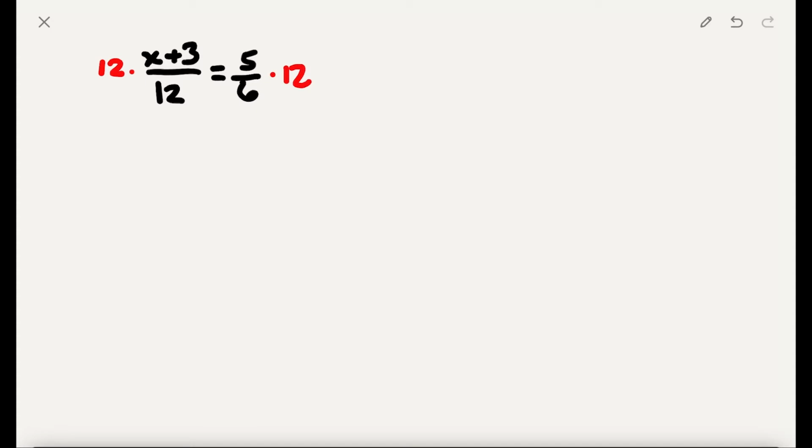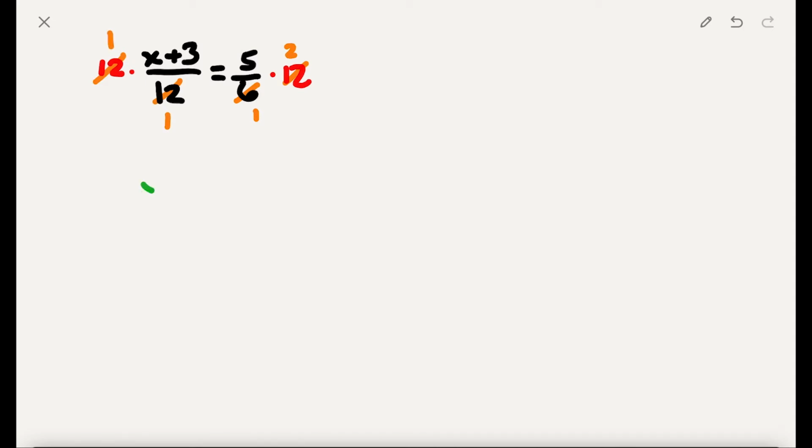I always start with the biggest number first, because you'll notice here, if you do the 12 over 6 here, you end up with a 2 over 1. So a lot of times they have common factors, so that'll cancel out. So if you notice on the right side of this equation, there is no longer a fraction. On the left side, this 12 over 12 is going to cancel.